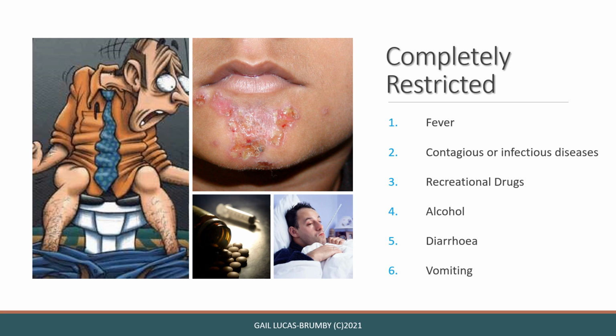Contagious or infectious diseases: if there's a temperature or if they've got something contagious, you don't want to catch it, neither do you want it to spread to another client. If they're under recreational drugs or alcohol, obviously you wouldn't want to treat them under those conditions either. And if they've got diarrhea and vomiting, which is highly contagious, it's not a good condition. So these 6 conditions are things that you wouldn't want to massage anybody with at all.